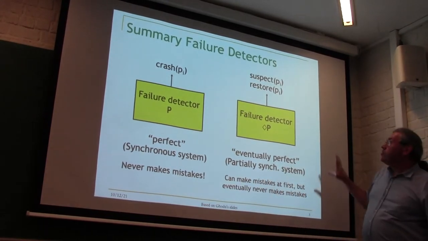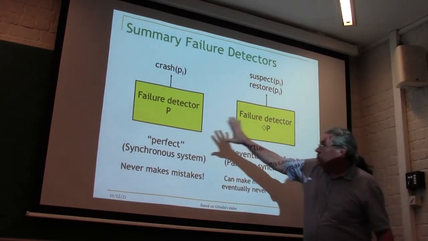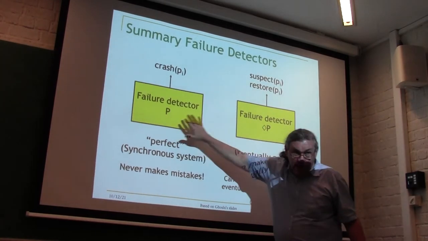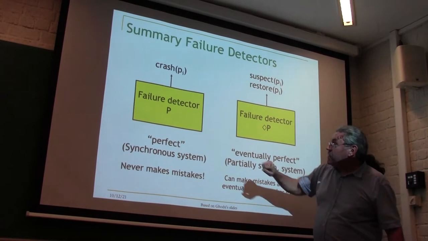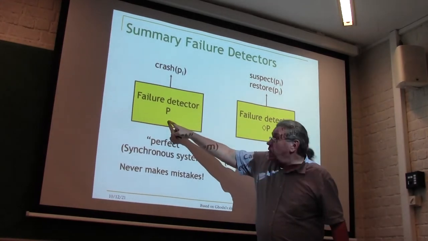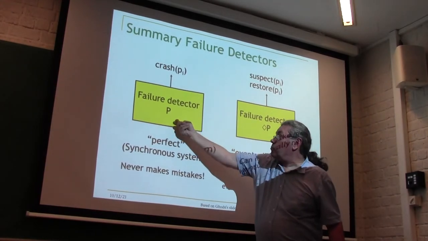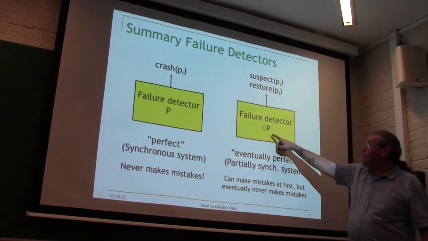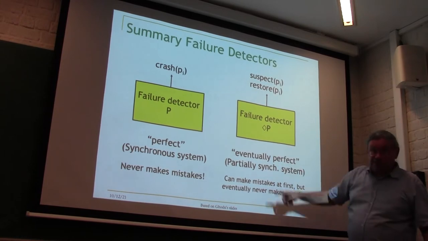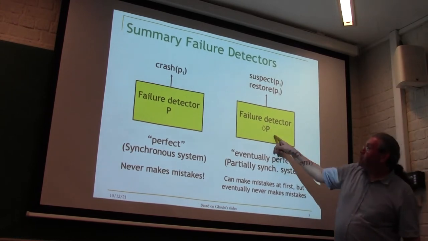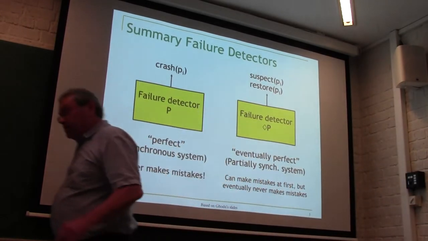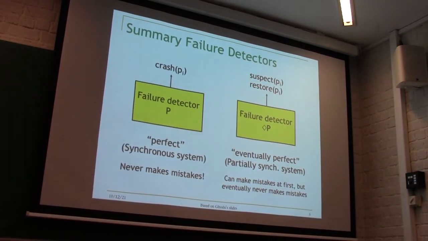So the whole trick is to somehow play around between P and eventually P. P is hard to implement, but it's very easy to write algorithms for P. But eventually P is very easy to implement. You can do it on the internet, but it's very hard to write algorithms for this one. But this is the important one, okay? A lot of the course is going to be playing around between P and eventually P.